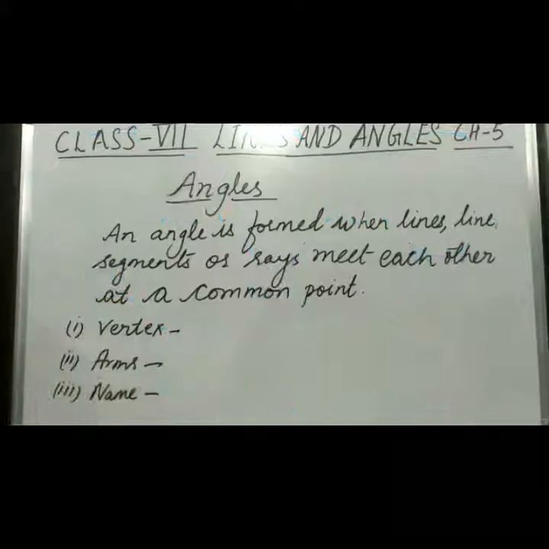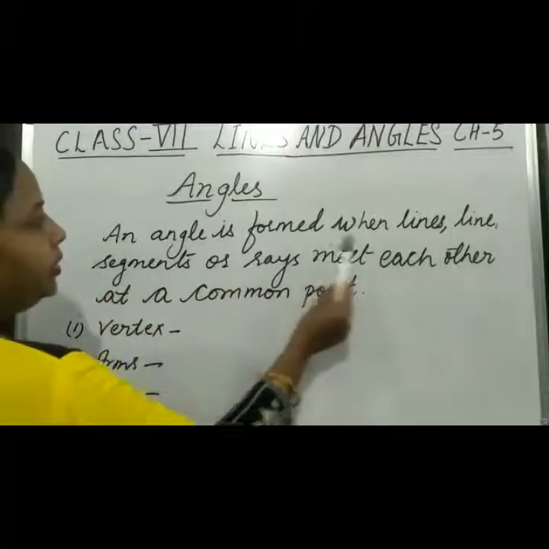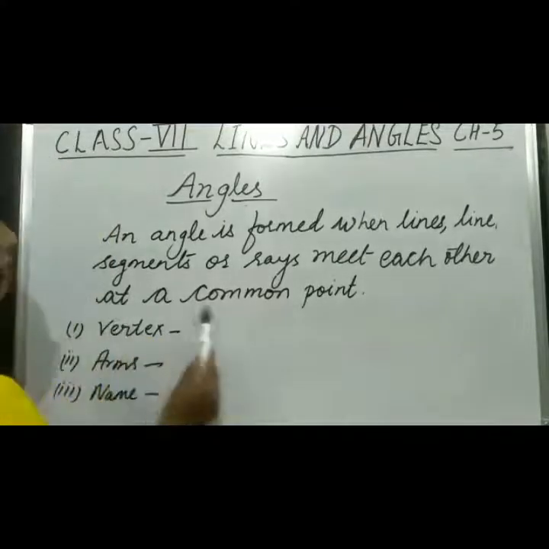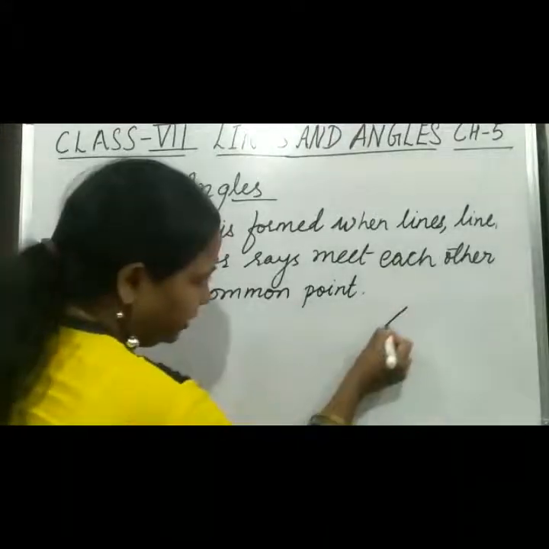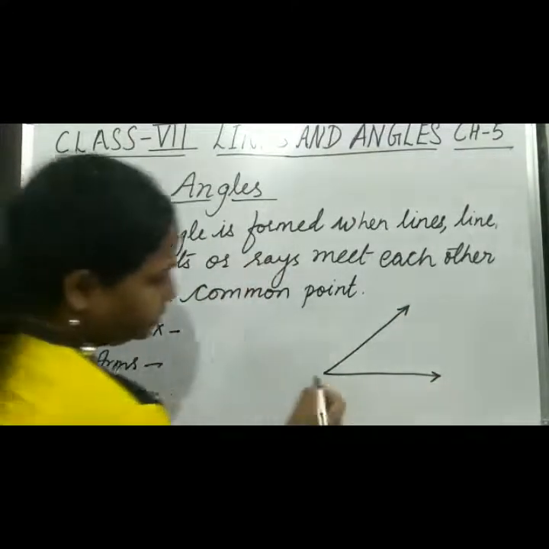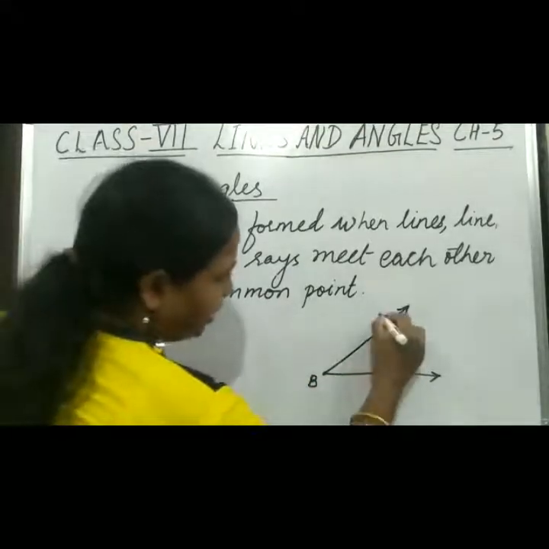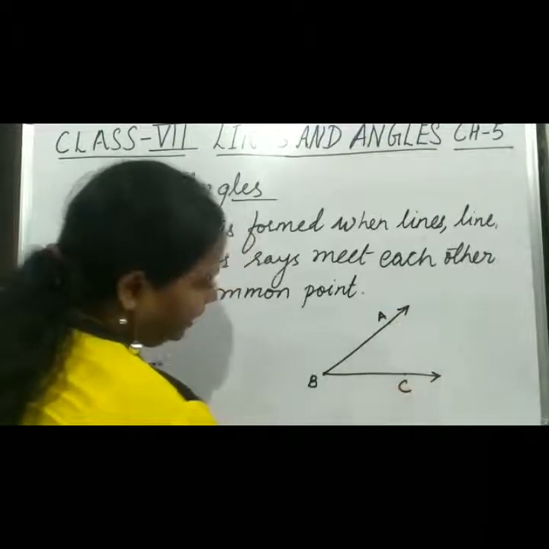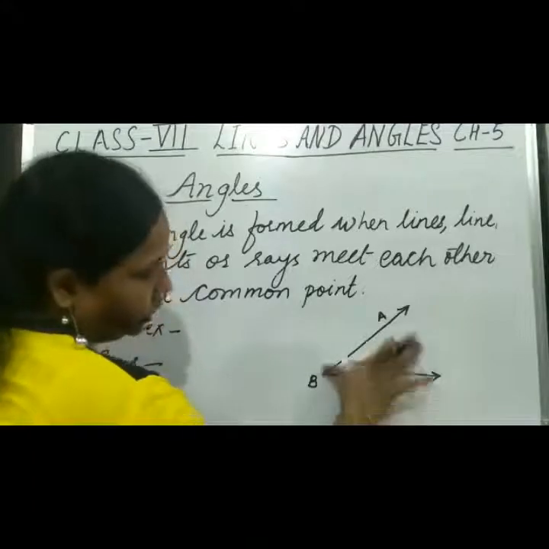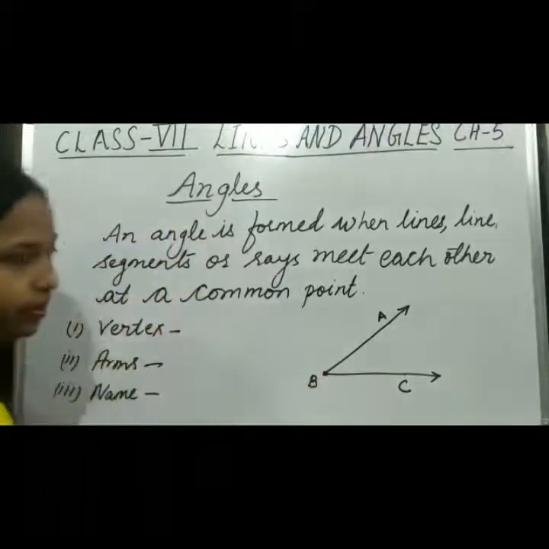Now the next topic is angle. Definition of angle: an angle is formed when lines, line segments or rays meet each other at a common point. Now see these two rays. This is one ray, this is the other ray. Suppose this point we call B, this point A, and this is the point C. Now here BA is a ray and BC is also a ray. Now these two rays are meeting each other at a common point B.